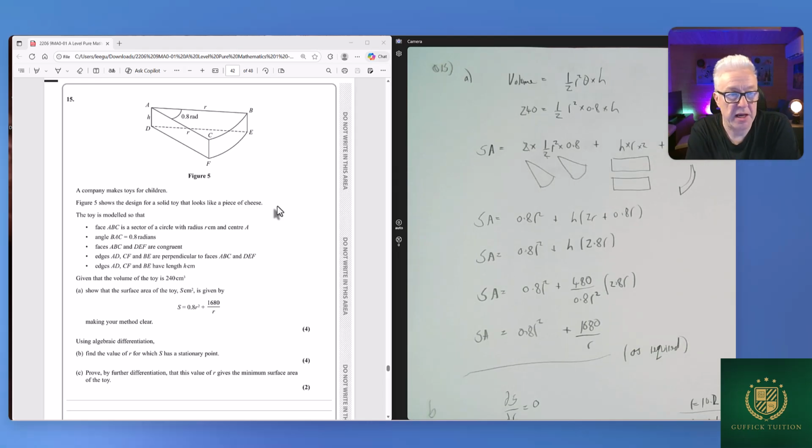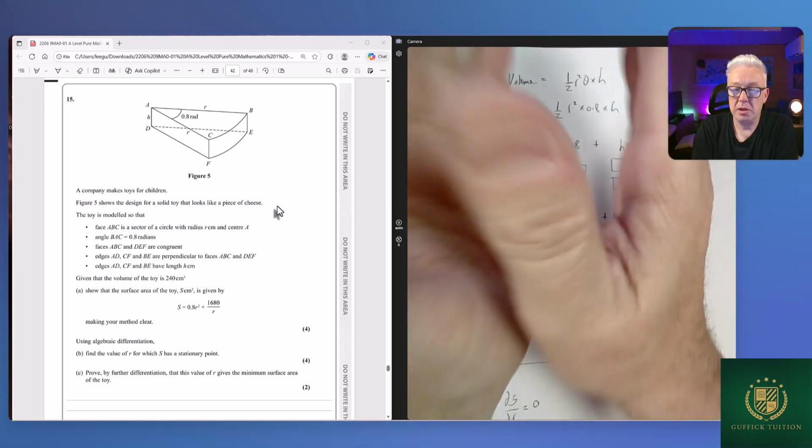Okay, so what does it say? It says a company makes toys for children. Figure 5 shows the design for a solid toy that looks like a piece of cheese. The toy is modelled so that the face ABC is a sector of a circle of radius r and centre A. The angle BAC is 0.8 radians. The faces ABC and DEF are congruent. The edges AD, CF, BE are perpendicular to the faces ABC and DEF. The edges AD, CF, and BE have the length h. Given that the volume of the toy is 240 centimeters cubed, show that the surface area of the toy is given by that equation there.